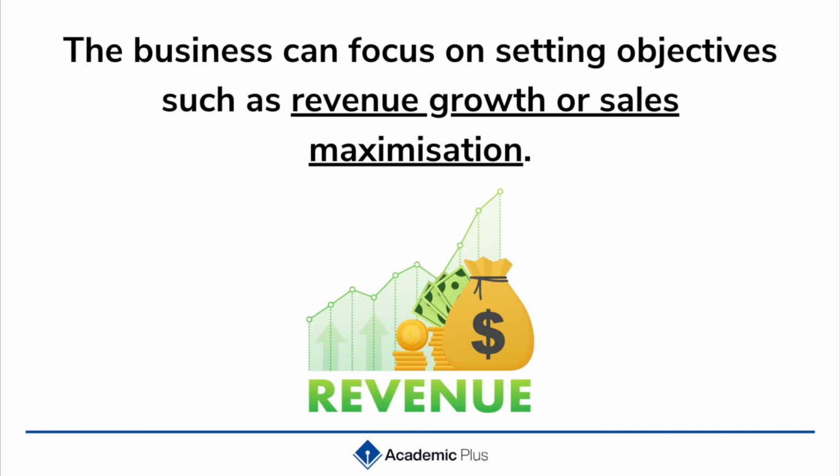Now, with revenue growth, this can either be a value of growth or a percentage of growth. Whereas when we look at sales maximization as a business objective, this is when we have the primary focus on achieving the highest possible level of sales revenue or volume rather than just prioritizing profit. So for example, we could have a revenue objective of increasing annual revenue by 10% within the next 12 months. Or we could have another one, achieve £1 million in total revenue by the end of the next financial year.